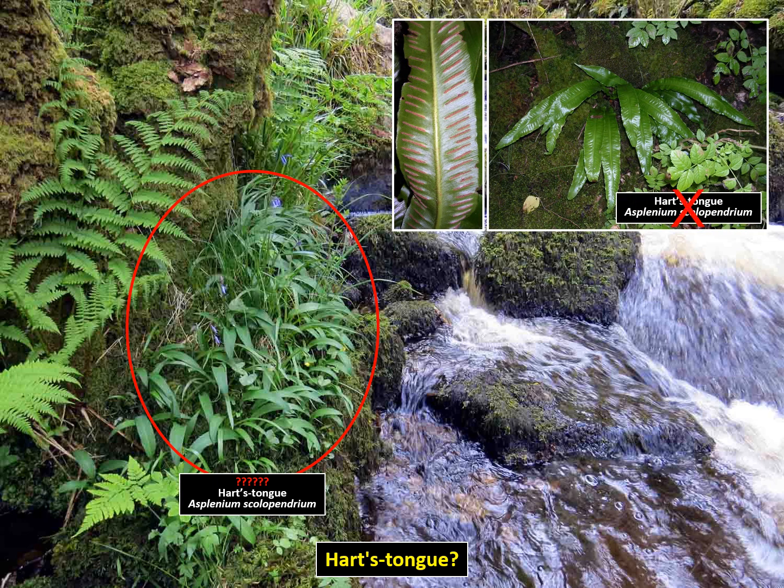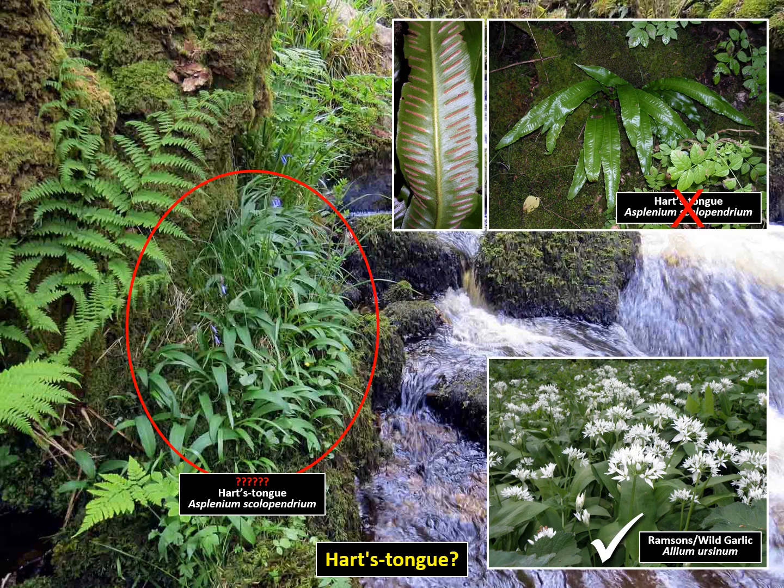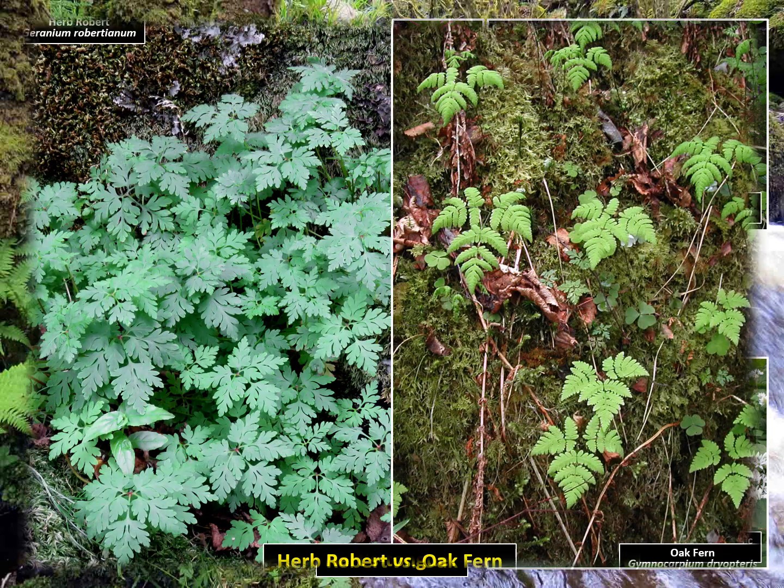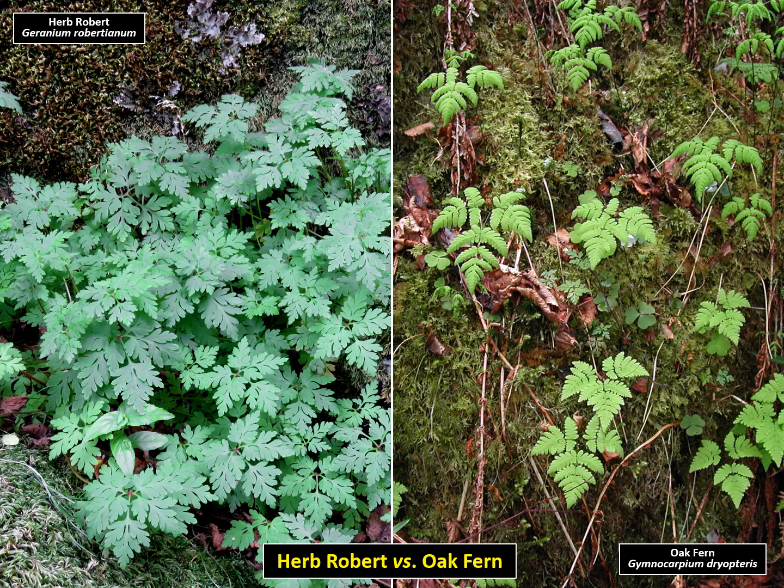When you get to know hartstongue, this habitat will instantly tell you no. Turn the leaves to look for sori, none. And the smell? Well, this time it's wild garlic, which you can't possibly get wrong when it's in flower. Two plants of the woodland floor, which at first might be mistaken, particularly when viewed from above.